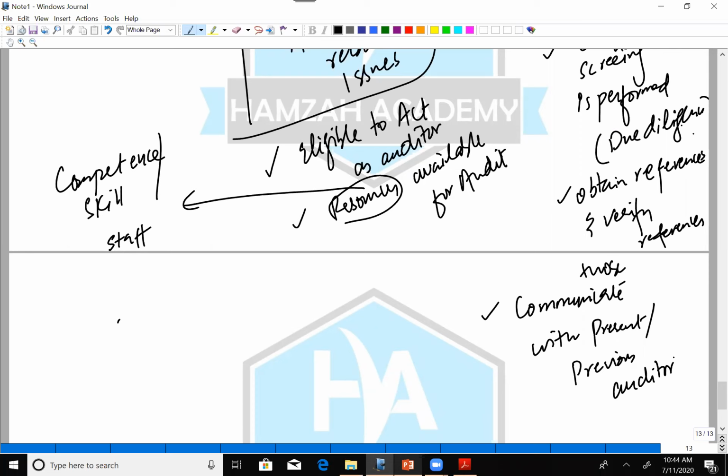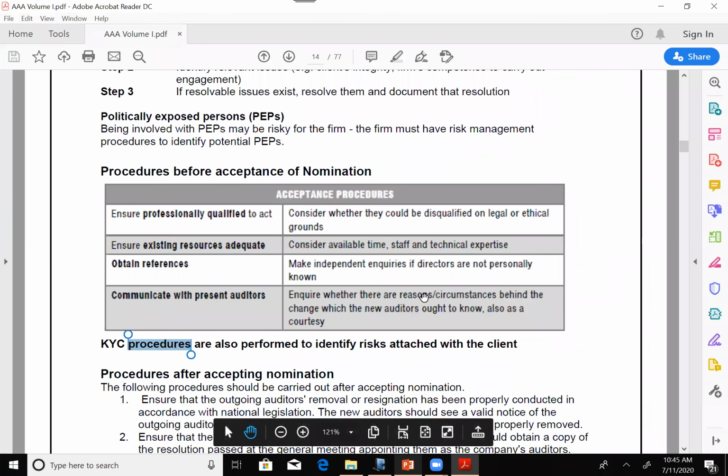So we should ask him why he is leaving. Are there any issues because of which we should not accept the audit of this company which is approaching us? So communication with the present or previous auditor is very important, because there might be some circumstances which the new auditor may not have any idea about, and the present auditor, who is going to leave, would know. Remember, very important.